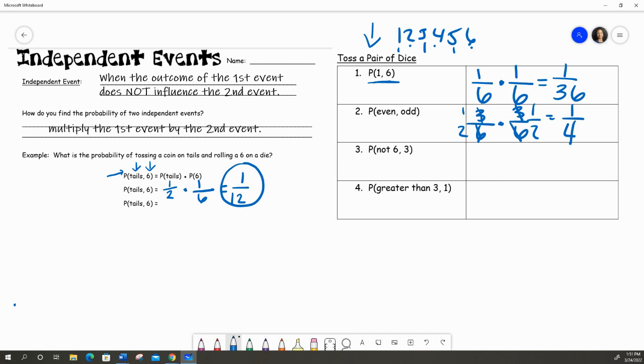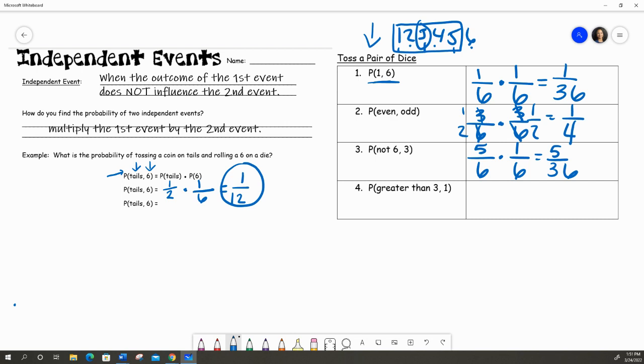Looking at this next problem here, I have the probability of not rolling a 6, followed by the probability of rolling a 3. The amount of numbers that are not 6 would be 1, 2, 3, 4, and 5. So that's 5 faces out of 6. And the probability of just rolling a 3, there's only one 3 out of 6, so 1 out of 6. When I look for ways to simplify, I don't see any. 5 times 1 is 5, and 6 times 6 is 36.